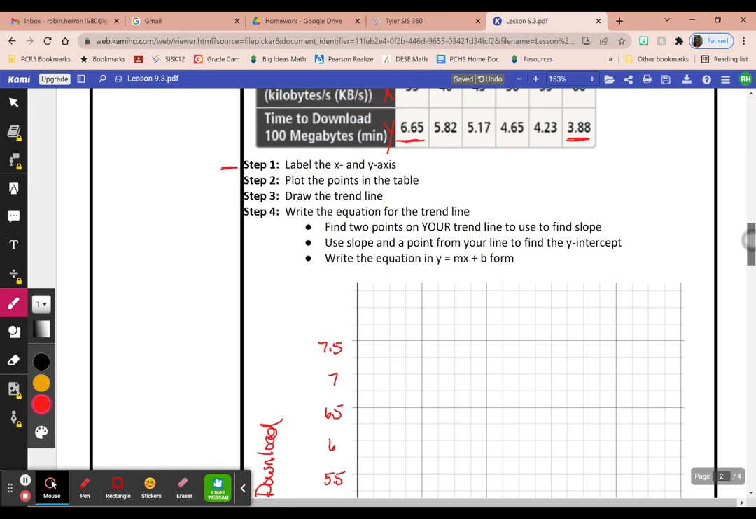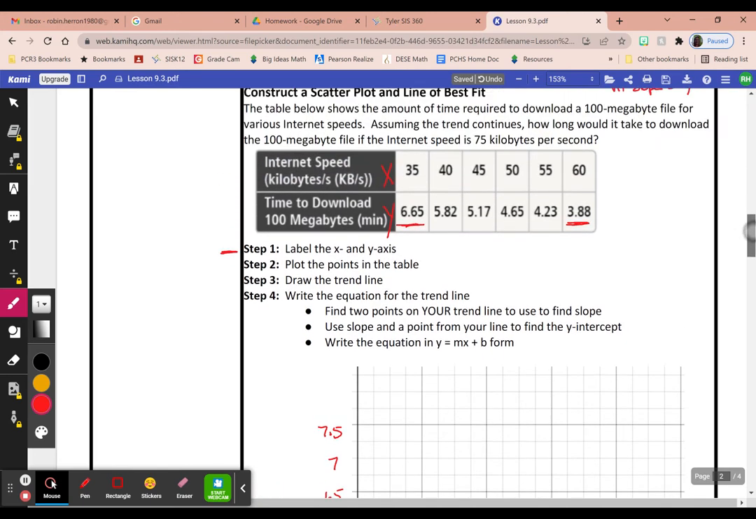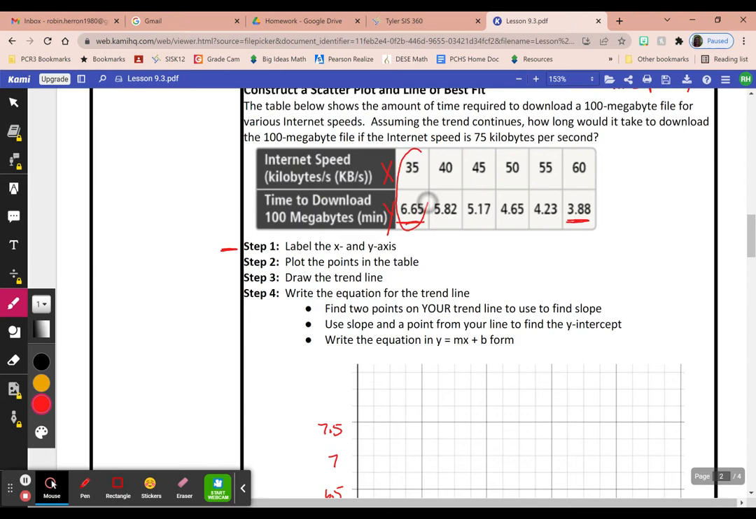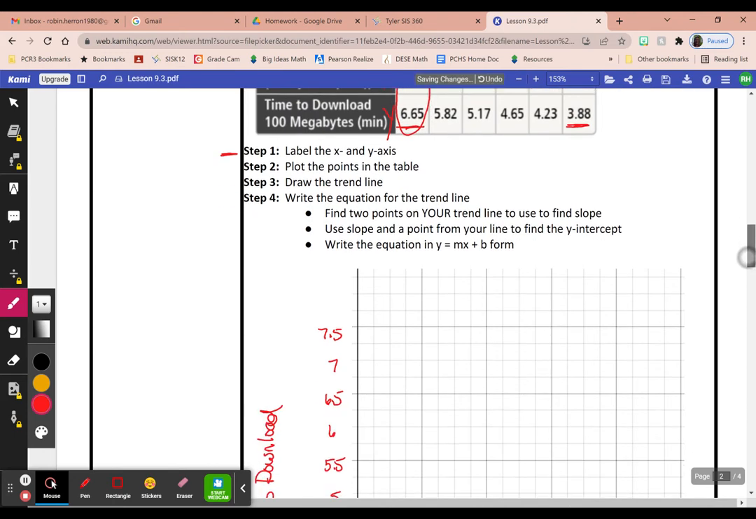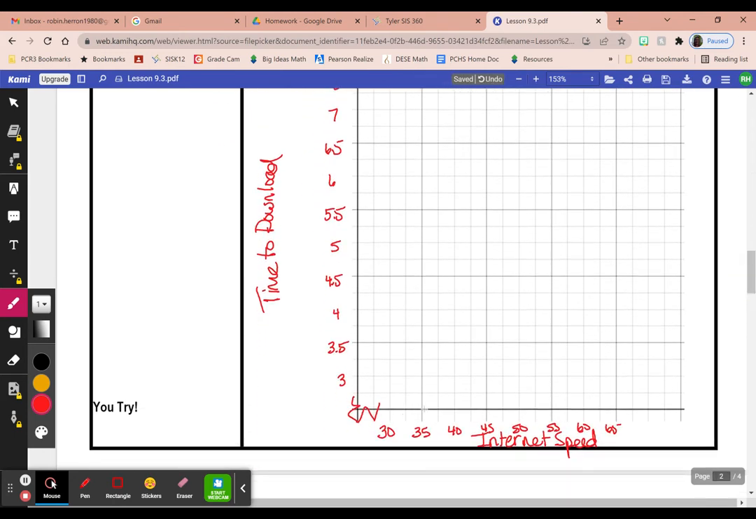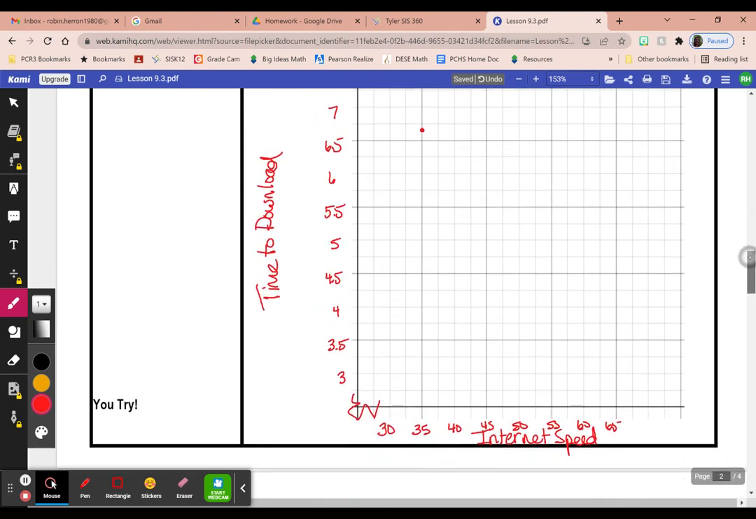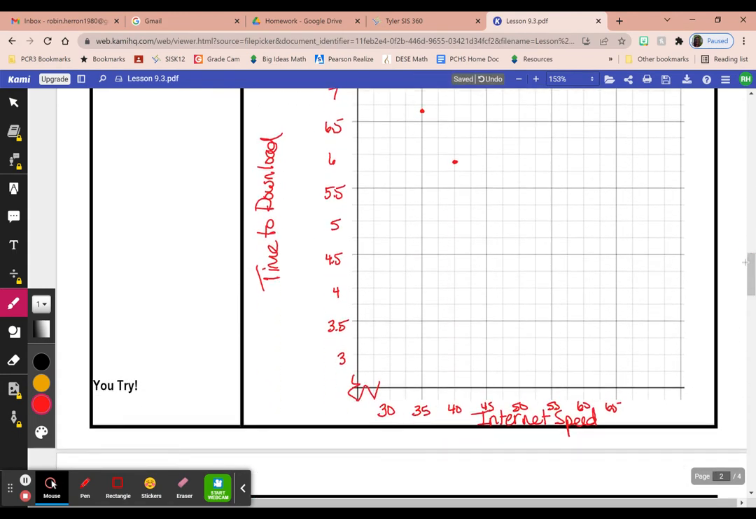So from here, all right, we're going to plot each one of these points. So we've got this first one, X, Y would make a point this way. So I've got 35 and then 6.65. So over 35, up 6.65. There's my first one. And then 40, 5.82, which would be almost a 6. Okay. 45 and 5.17. So just above our 5.